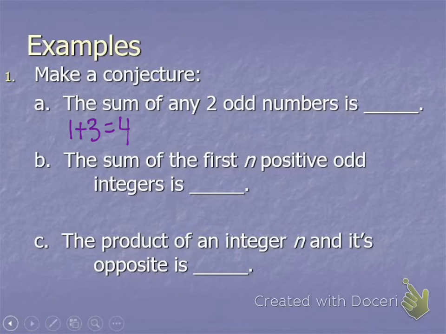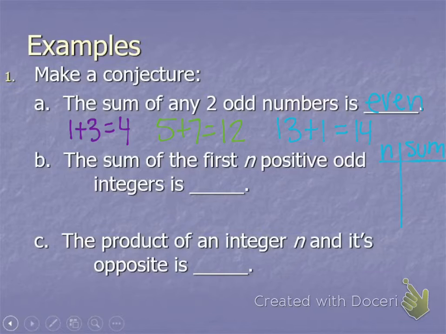Two more odd numbers. 5 and 7 would give me 12. Anybody else have any other odd numbers they want to try? 13 and 1? Is that what I heard? Yeah. Okay. 13 plus 1 would give me 14. So what do I notice about all these answers? They're even. So my conjecture would be that the sum of any two odd numbers is going to be even.